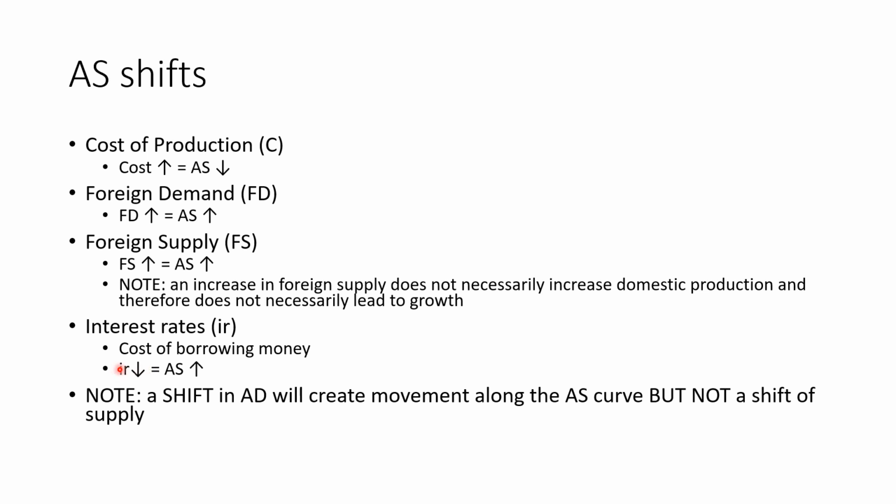Okay? Well, as more people borrow money, usually for various investments, aggregate supply will go up. Now I have a note here, a shift in the aggregate demand will create movement along the aggregate supply curve, but not a shift of aggregate supply. Now in the long run, those movements along the aggregate supply curve will create shifts in the aggregate supply, but in the short run, this will not happen, okay?